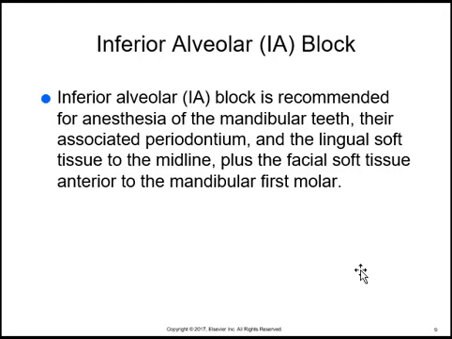The inferior alveolar nerve block is not a true mandibular block. The Gow-Gates nerve block is the true mandibular block. However, the IA nerve block is the most commonly used injection in dentistry.